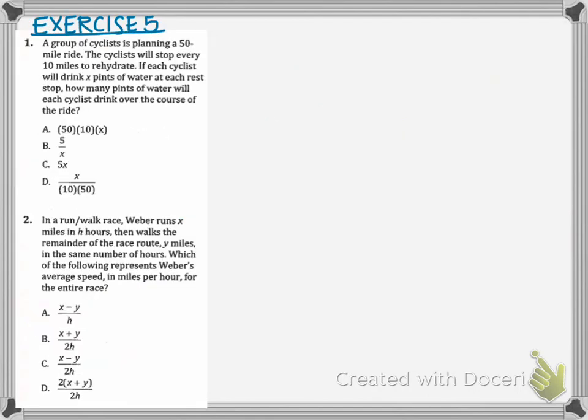Okay, exercise 5, number 1. A group of cyclists is planning a 50-mile ride. I'm reading this for y'all because it's a word problem. We need to make sure we get all the important stuff. The cyclists will stop every 10 miles to rehydrate. So if they're going 50 miles, they're going to stop every 10 miles. They're going to stop 5 times, so 5 stops to rehydrate. If each cyclist will drink X pints of water at each rest stop, at each of the 5, how many pints of water will each cyclist drink over the course of the ride?